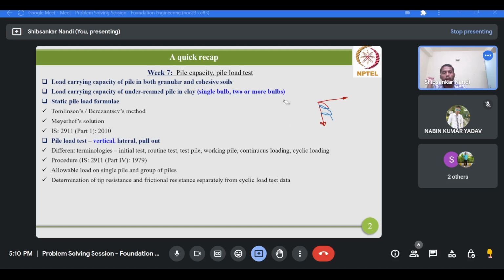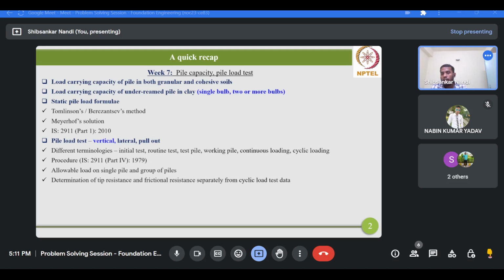This is very fundamental. When the load is applied, you will have settlement, and the settlement will have two components, the elastic component and the plastic component. Due to the plastic settlement, we never expect the curve to go back exactly to the initial starting position. Now, for the IS code, IS 2911 part 4, 1979, for a detailed procedure on how to perform a pile load test, you can go through this standard.